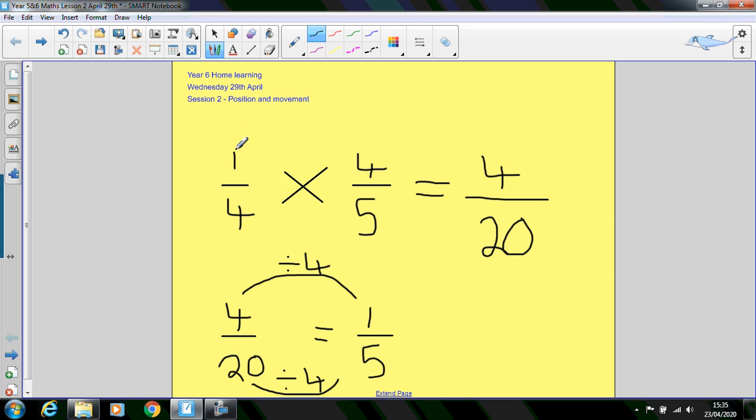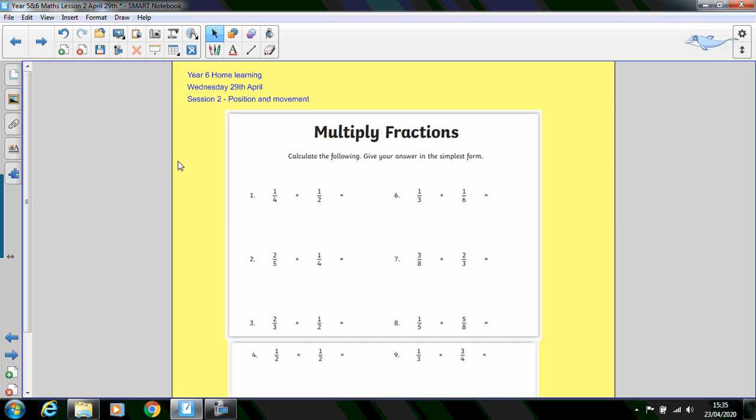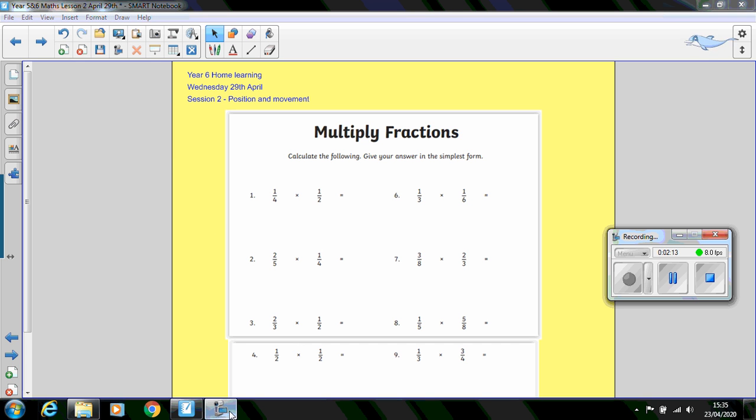So let's just go back and remind ourselves of the calculation that we've done. 1/4 times 4/5 equals 4/20. 4/20 equals 1/5. What I'd like you to do now, please, is to go on to the next page, and there are a number of questions. I'll zoom into these questions so that you can see them a little bit more clearly.